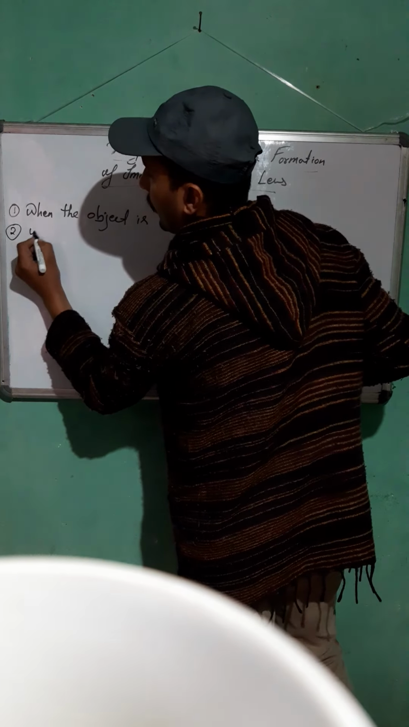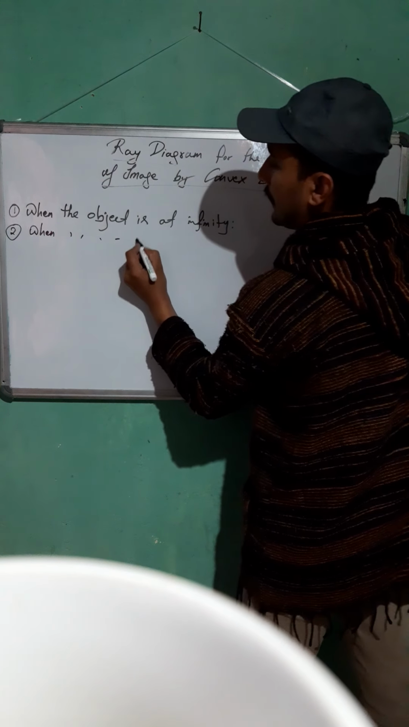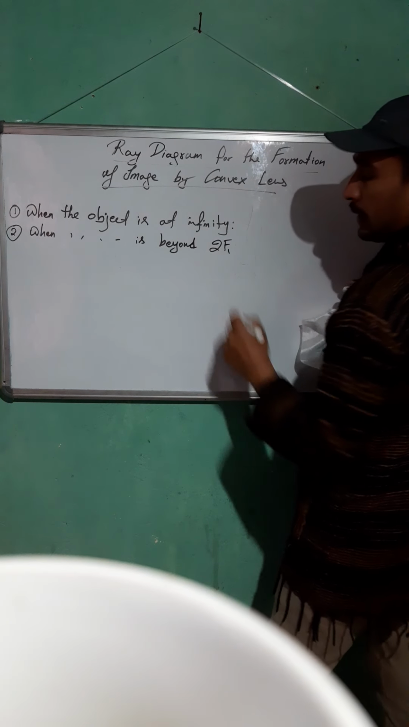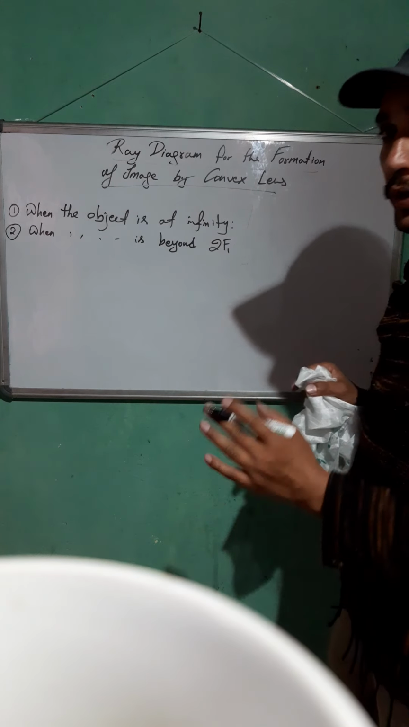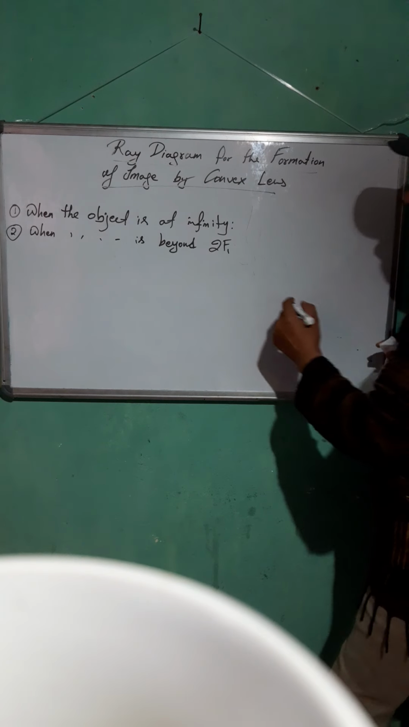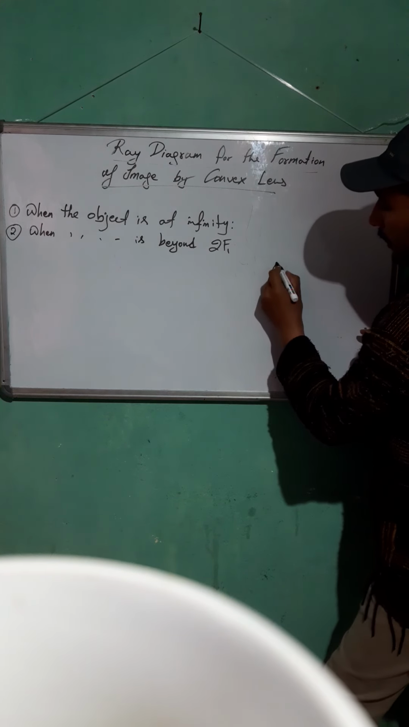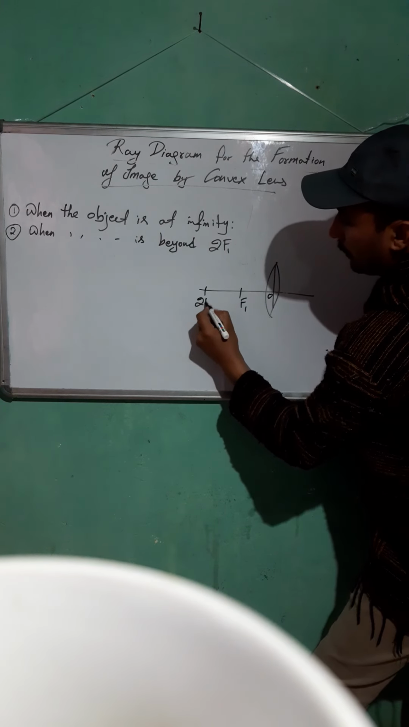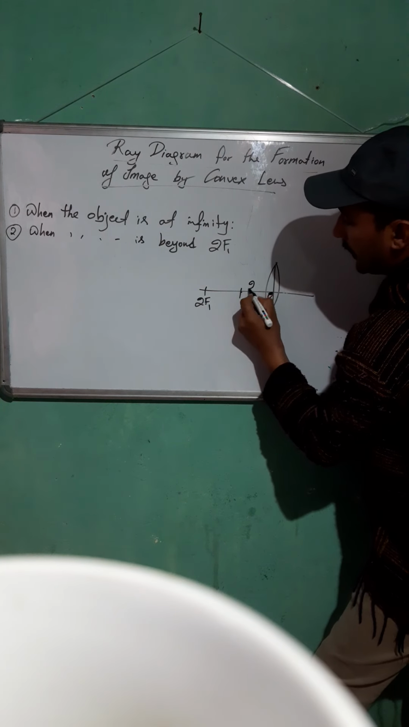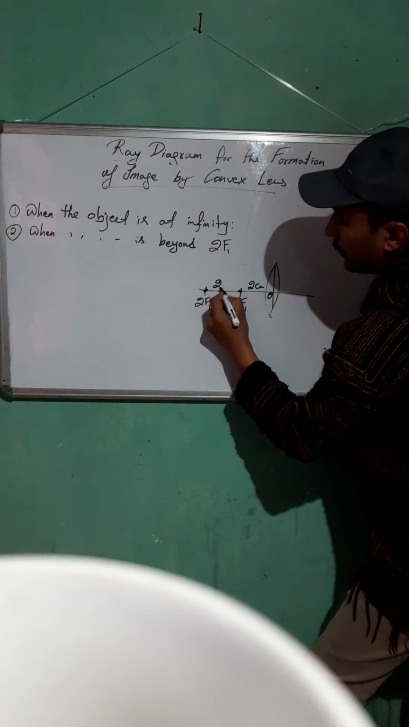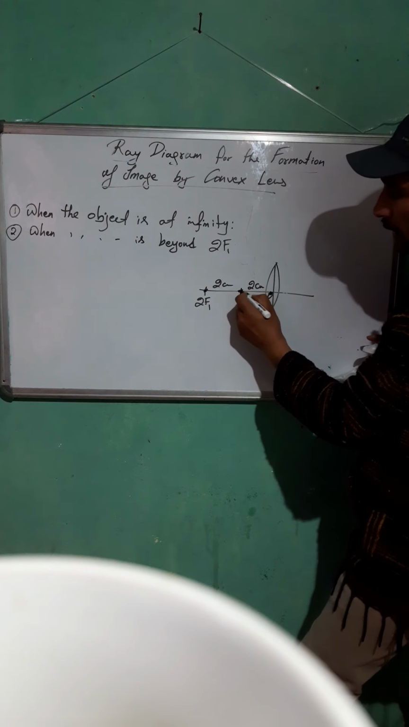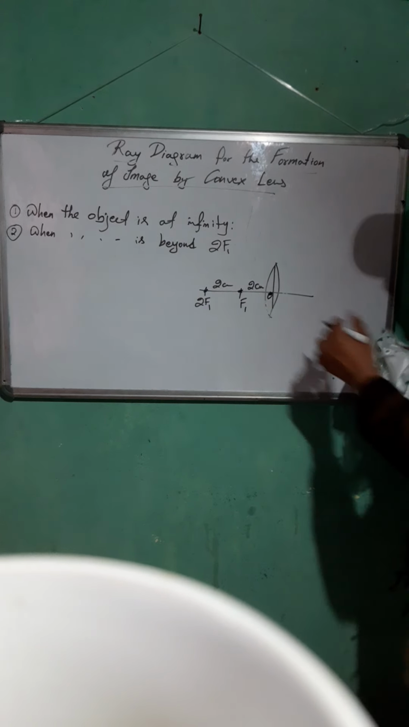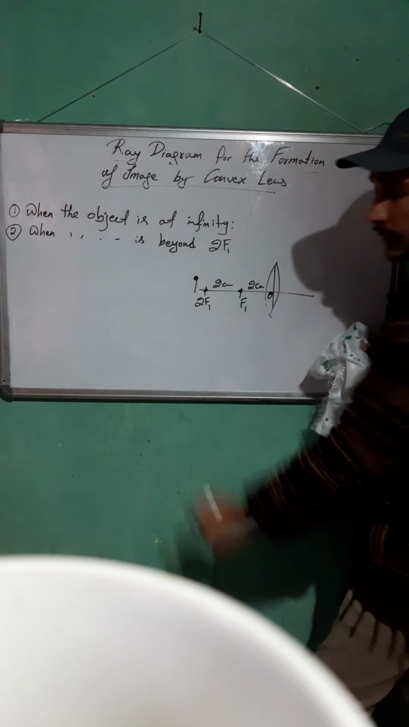Number 2, when the object is beyond 2F1. I'll explain what 2F1 is later. Okay, so 2F1 is actually this. It is like this. Here is F1. This is O, this is 2F1. Suppose if you take here to here 2 cm, then take another 2 cm from here. If you take here to here 3 cm, this to this will be another 3 cm. So this is 2F1. Beyond this, outside, when you keep the object here, what kind of image is formed?